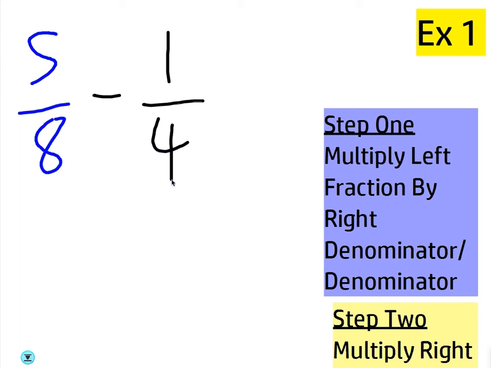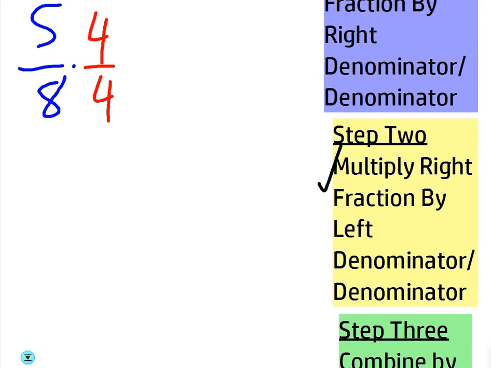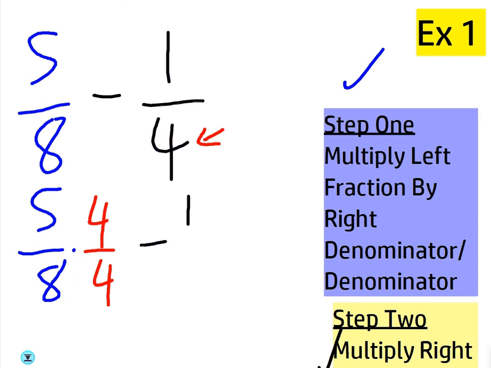I want to teach you guys the direct way because some people have a hard time finding the least common multiple. So just like when we were adding, we're going to take the 5/8 and multiply by the denominator on the right, which is 4. So it's going to be 5/8 times 4 over 4. Then we're going to take the right fraction and multiply by the left denominator. It's the same thing, except you're subtracting.